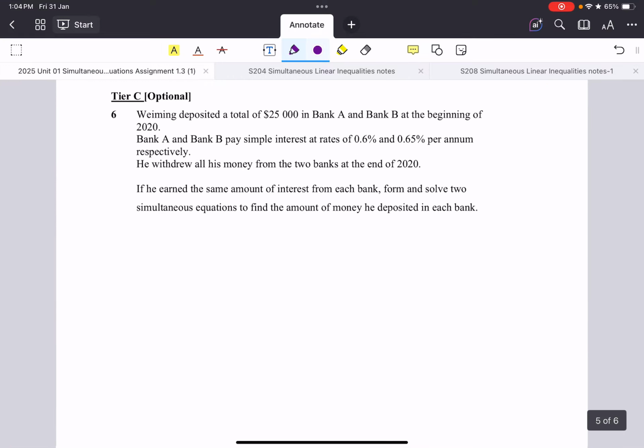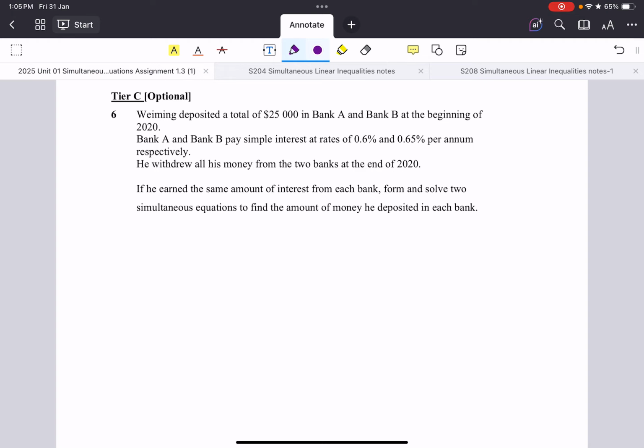Next example, we have Wei Ming deposit a total of $25,000 into Bank A and Bank B at the beginning of the year 2020. Bank A and Bank B pay simple interest at a rate of 0.6% and 0.65% per annum, respectively. He withdrew all his money from the two banks at the end of the year, right? So if he earned the same amount of interest from each bank, form and solve two simultaneous equations and find the amount of money that he actually deposit into each bank. Okay, so what are we going to do here?